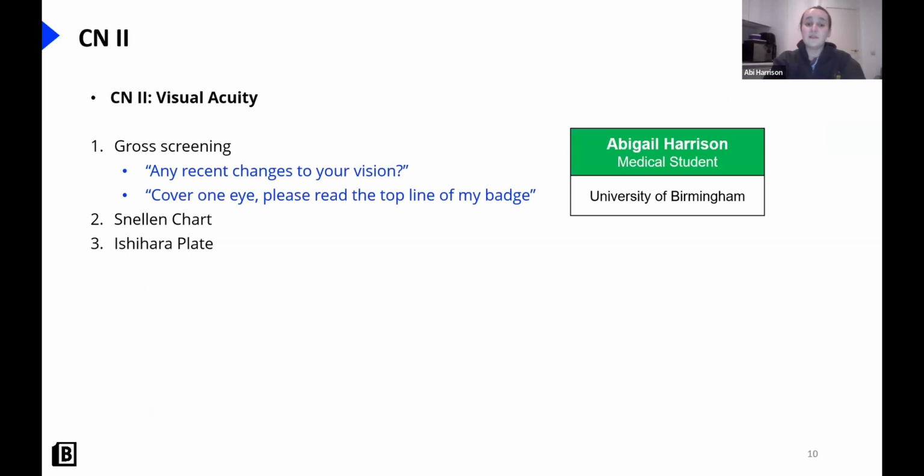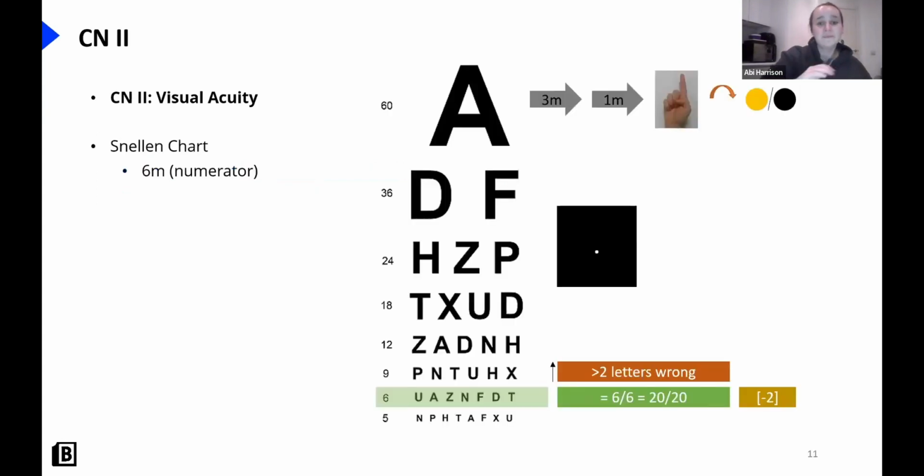I then asked them to cover one eye, doesn't matter which, and I'd ask them, this is a little schematic representation of my Birmingham medical badge. I'd ask them to read the green section of my badge with one eye, and I'd get them to cover the other eye, and I'd uncover the white section, and I'd get them to read the white section. The next thing you're going to offer to do is your Snellen chart.